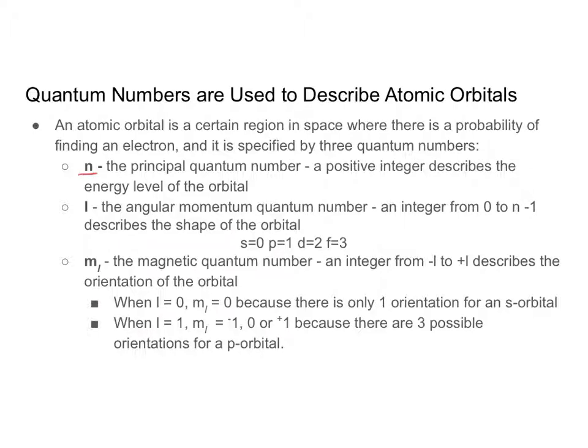So n refers to the principal quantum number that describes the energy level. That can be 1, 2, 3, 4, 5, 6, or 7. That's it. l refers to the angular momentum quantum number. The angular momentum number describes the shape of the orbital, whether it is an s shape, spherical, a p shape, bow tie or barbell shape, d shape, or f shape. Each of those has a value of 0, 1, 2, or 3.